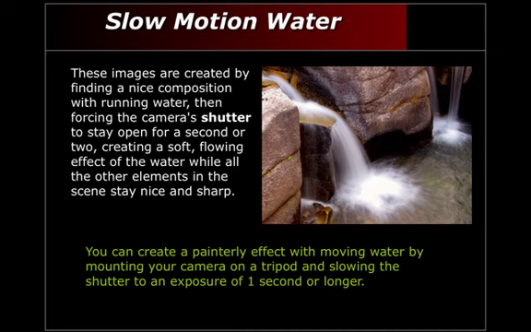Slow motion water. Well, these images here were created by running water with the aperture staying open for a second or two longer, creating that soft flowing effect of water, while all the other elements, of course, because they're not moving, stay nice and sharp and crisp. And so you can create this painterly effect with moving water by mounting your camera, usually on a tripod in this kind of situation, and then slowing the shutter speed to an exposure of one or two seconds longer.